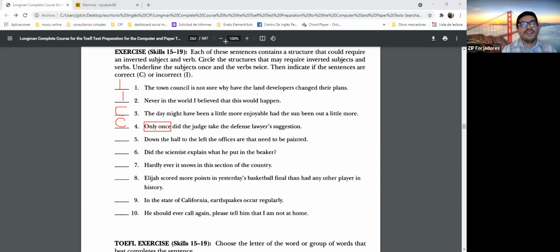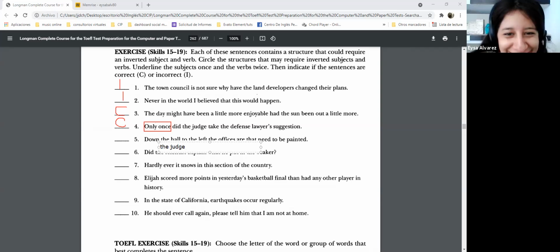Okay, so if you want to do a normal sentence without this expression, you have to change the order of these expressions, because remember, you are going to invert the subject and verb only when it begins with the negative expression, okay? So you're going to start with the subject, the judge, the judge took, but it's only negative once, right?